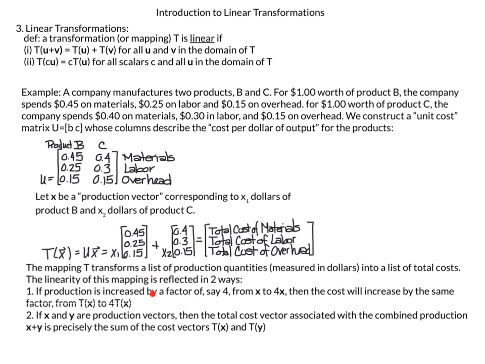One, if production is increased by a factor, say 4, from X to 4X, then the cost will increase by the same factor, from TX to 4TX, again because it's linear. And if X and Y are production vectors, then the total cost vector associated with the combined production X plus Y is precisely the sum of the cost vectors TX and TY, again because it's linear.